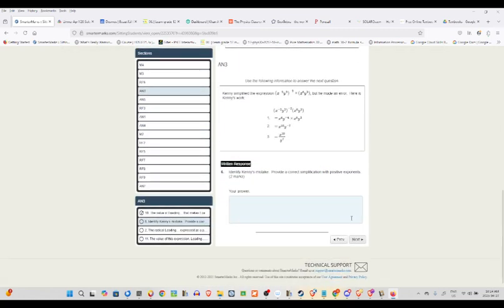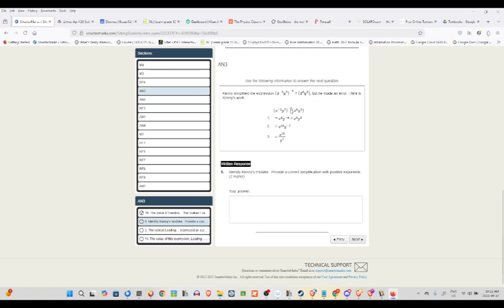Our next written response, so this was worth 2 marks. Kenny simplified the expression x to the negative 2 y squared all to the negative 2 times x to the 6y cubed, but he made an error. Here is Kenny's work. So we want to identify Kenny's mistake and then correct it, the right solution with positive exponents. So identifying that Kenny's mistake is one of the 2 marks, correcting it is the other.